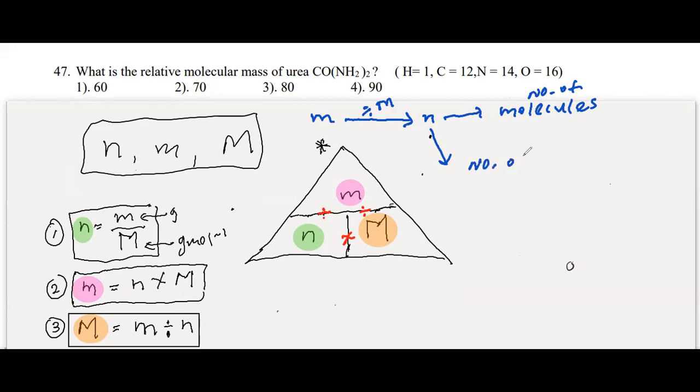Number of atoms: how? Multiplied by the Avogadro constant. What is the Avogadro constant? 6.022 into 10 to the power 23. That's given in the exam. No need to memorize. Even in the A/L chemistry paper, the periodic table and this Avogadro constant are given: 6.022 into 10 to the power 23. You multiply the number of moles of atoms by the Avogadro constant to find the total atoms.